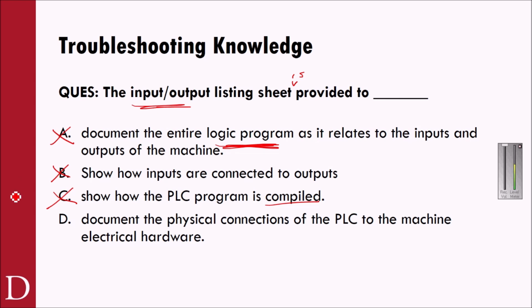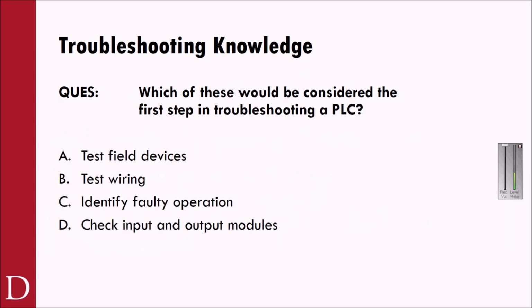Or is it D? Does it document the physical connections of the PLC to the machine? Absolutely. The I/O listing sheet documents how field devices are connected to the PLC. Basically, how do the input devices connect up to the input terminals? How do the output devices connect up to the output terminals? A lot of times it'll also show how the motor starter is wired up. It'll show how the overloads might be wired up. The PLC power itself might be wired up, but the physical wiring connections are what the I/O listing sheet gives us.